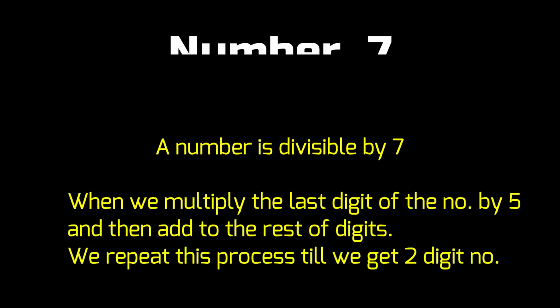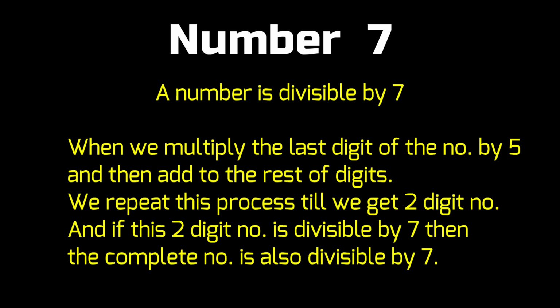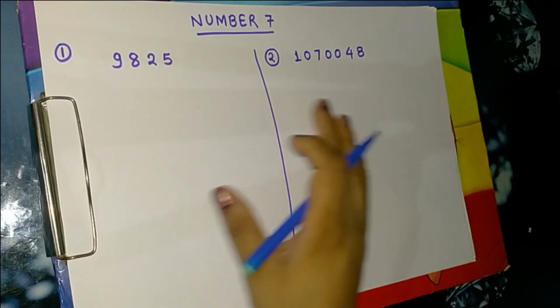A number is divisible by 7 when we multiply the last digit of the number by 5 and then add it to the rest of the digits. We repeat this process till we get a 2-digit number. And if this 2-digit number is divisible by 7, then the complete number is also divisible by 7. For example, here we have two numbers.